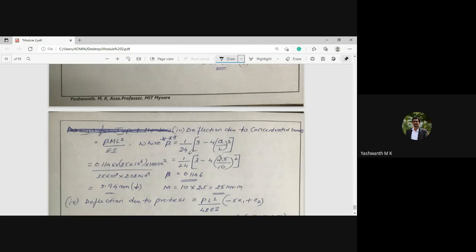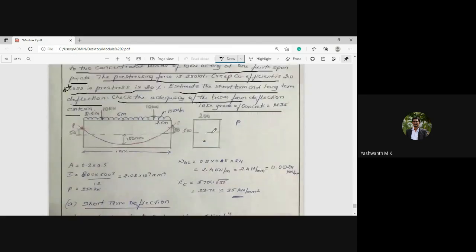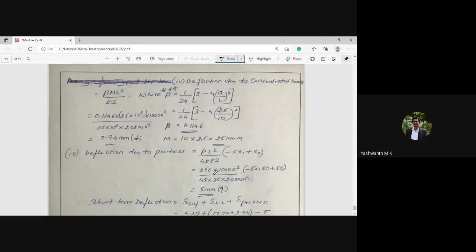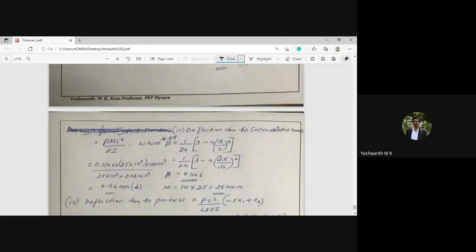So let me substitute 1 divided by 24 into 3 minus 4 multiplied by A, that is supporting distance, that is 2.5 meter. So 2.5 divided by the overall span 10 meter, square. So the answer will be 0.1146. So this is the factor you need to consider. Let me substitute. Next, what about M? How to calculate M? That is the moment of a concentrated load.